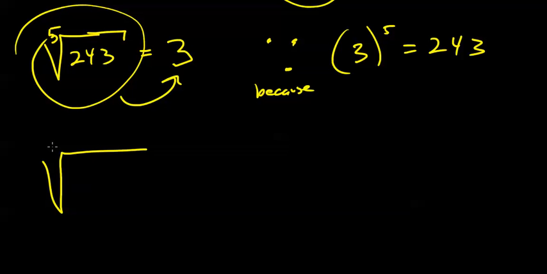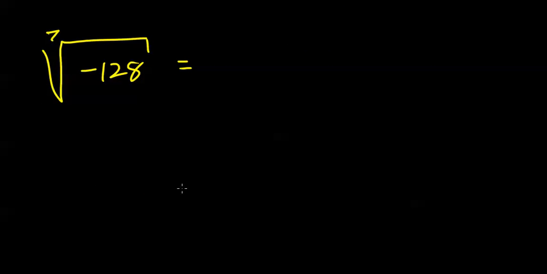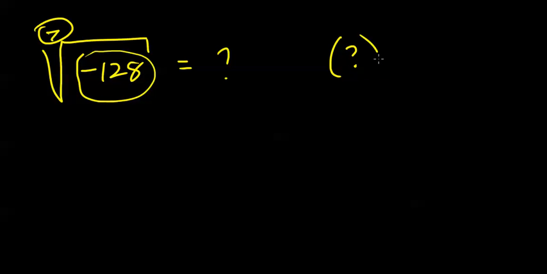Now let's talk about some nastier ones here. Remember we said in part 1 it's okay to have a negative radicand if your index is odd. The seventh root of minus 128. Well, minus 128, does that sound familiar to us? Certainly it is a real number. It's okay to have a negative radicand when your index is odd. What I'm asking here is, what number do I raise to the seventh power to get negative 128?